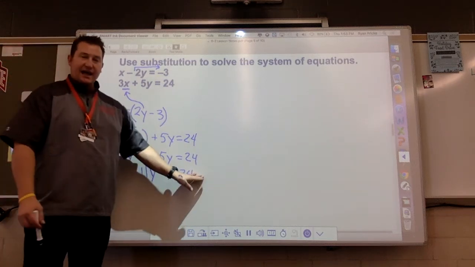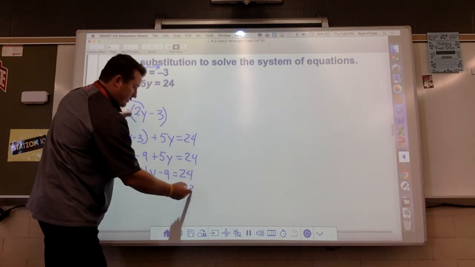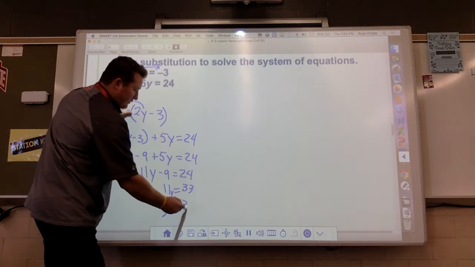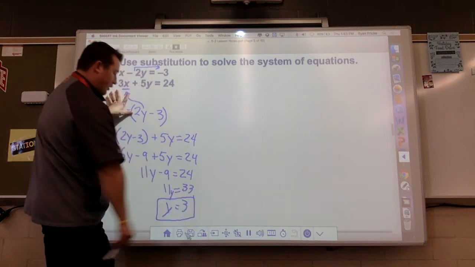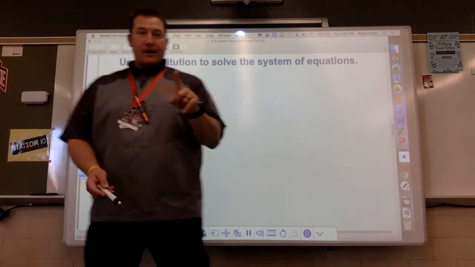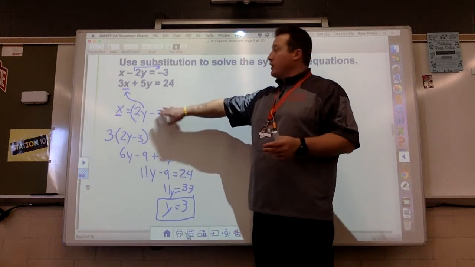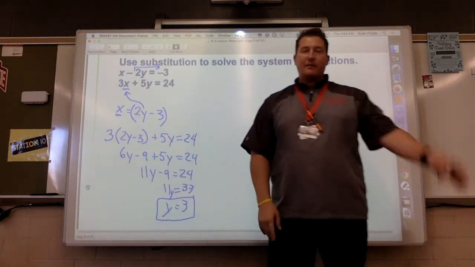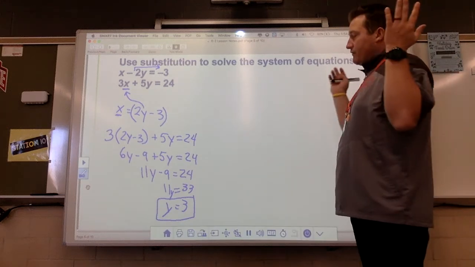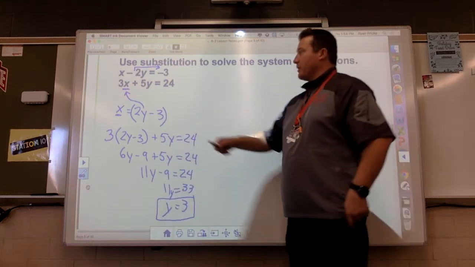Then we're going to add 9 over here. That should turn into what, 33? is 11y, or y equals 3. I'm running out of room. Okay, there we go. y equals 3. So we're halfway there. Now, I can choose, guys, to use this equation, or this one. It doesn't matter, okay? None of them are particularly helpful, I don't think. Well, maybe this one is. Yeah, this one would be good.